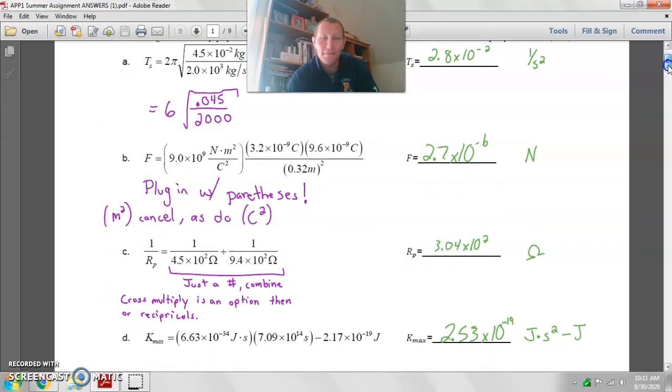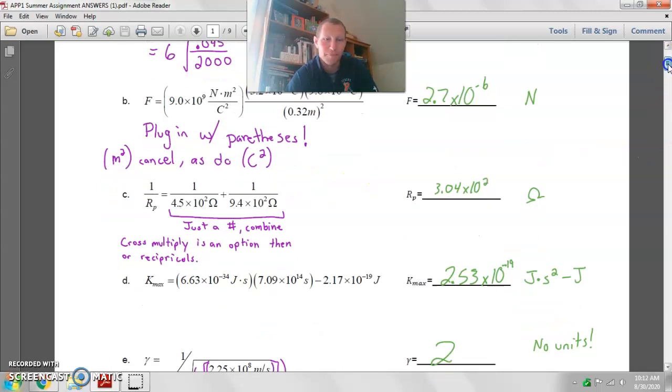So moving on to B, if you're looking closely, this is just a multiplication across the top and then divided here. Pay attention to the square. Notice parentheses are already built in for us, so that makes life easy. And then here, C is coulombs. Coulombs times coulombs will give you coulombs squared. That will cancel. Meters squared will cancel with meters squared. You'll be left with just newtons.